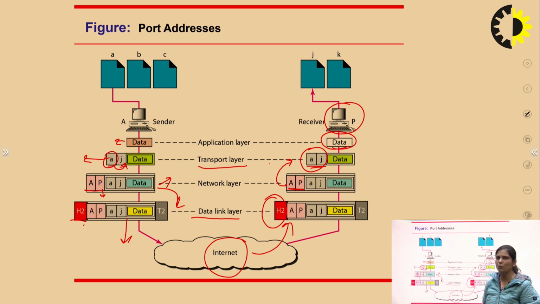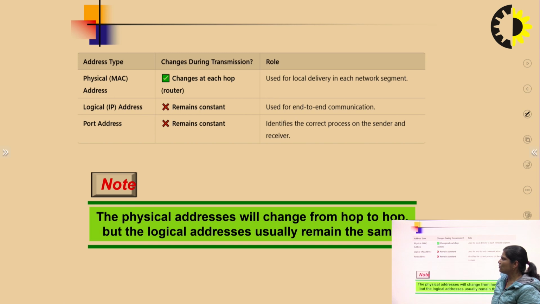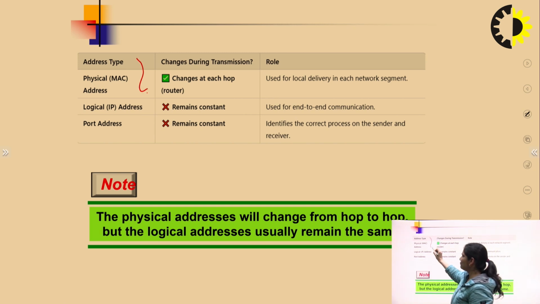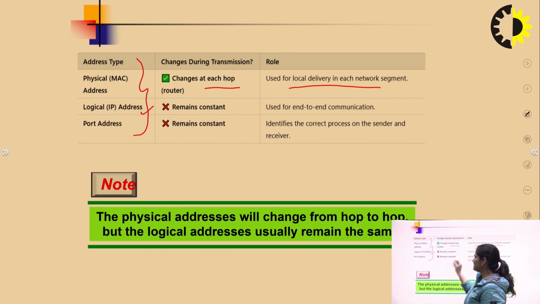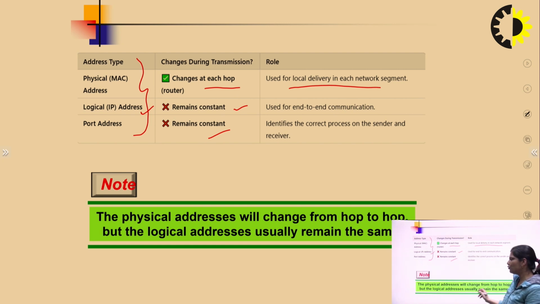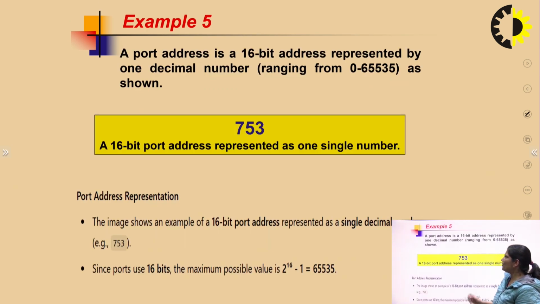So this is all about port addressing, how we can do port addressing when we are sending data from sender to receiver. In the previous slide we discussed that the physical address changes at each hop and is used for local delivery in each network segment. The logical IP address remains constant and is used for end-to-end communication, and the port address remains constant and identifies the correct process on the sender and receiver. It means the physical address will change from node to node or hop to hop, and the logical address remains unchanged.